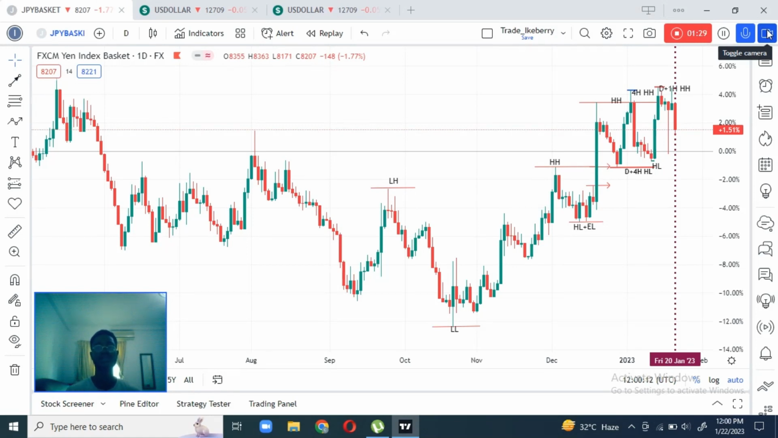As we always do every day, we take a look at 4 markets. Today we're taking a look at the US dollar index, the AUD USD, the yen, and finally the CAD yen.